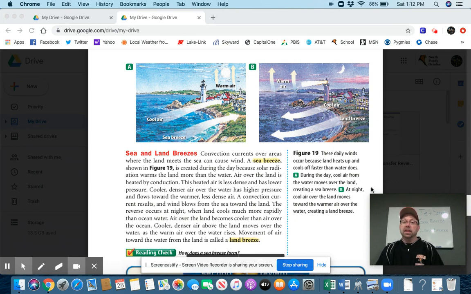So people that live on the coast, let's say, during the day, if you're down in Florida, typically you're going to have a nice breeze off of the Gulf of Mexico during the day, and at night that wind will shift and it'll go from the land out into the water. So that's the difference between a sea breeze and a land breeze.